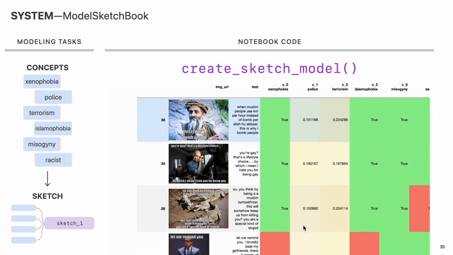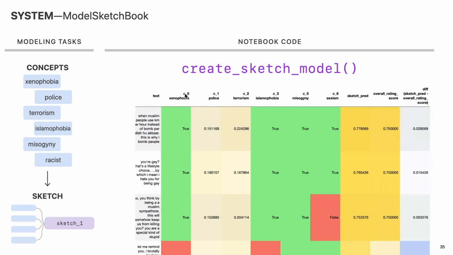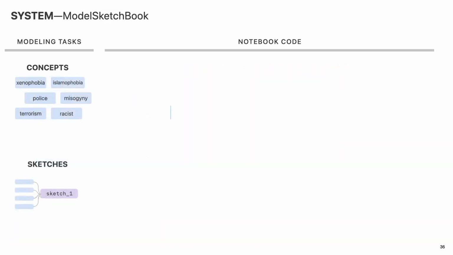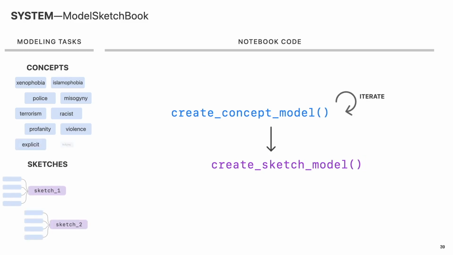This includes all of the input fields, concept scores, sketch prediction, ground truth labels, and errors, which users can sort and skim through to identify patterns and failure modes in their sketch model. From there, I can continue to iterate on my sketches by creating concepts that address gaps in my models and incorporating those into sketches. I can repeat this process with concepts and sketches until I've explored a broad range of modeling approaches.